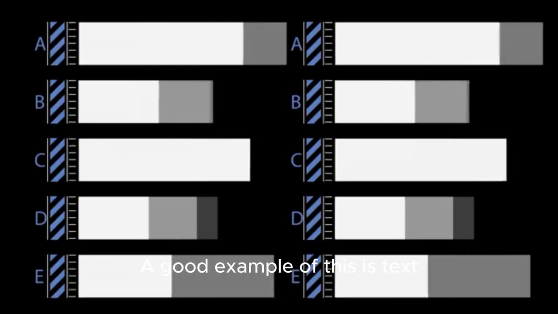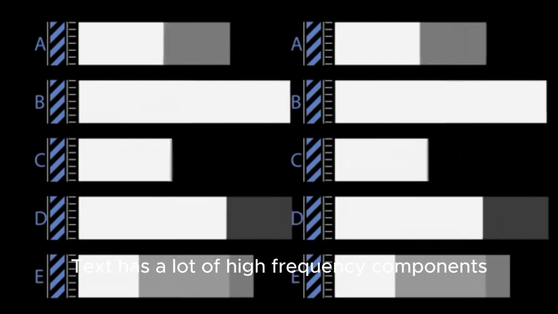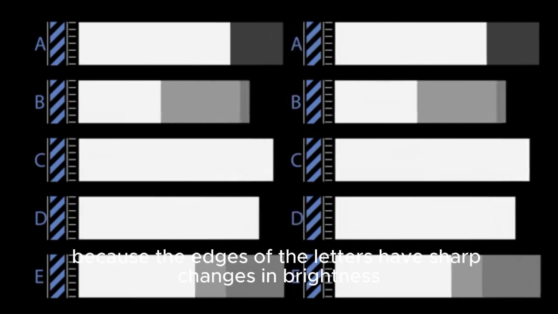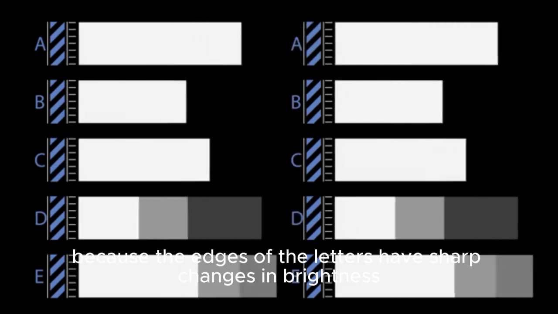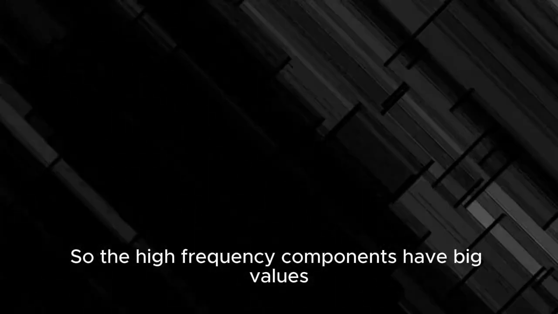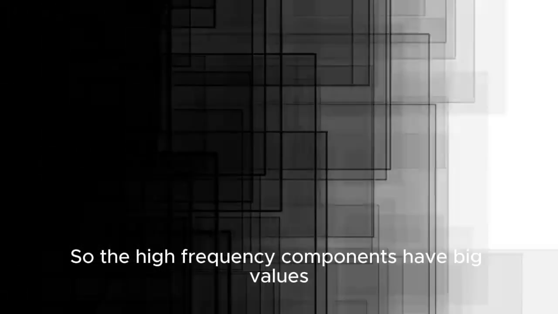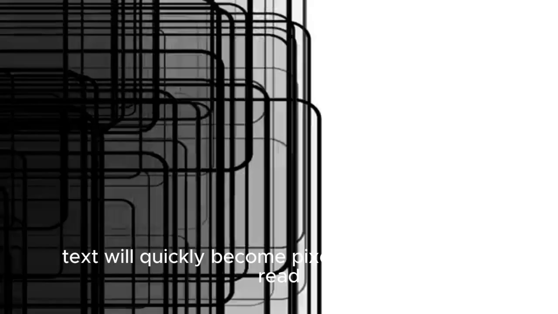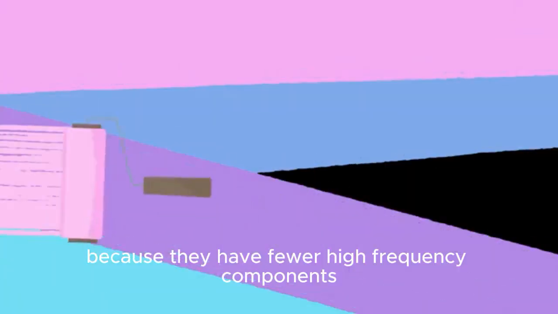A good example of this is text. Text has a lot of high-frequency components, because the edges of the letters have sharp changes in brightness. So the high-frequency components have big values. So if you crank up the quantization matrix, text will quickly become pixelated and hard to read. On the flip side, smooth gradients will not be affected as much because they have fewer high-frequency components.